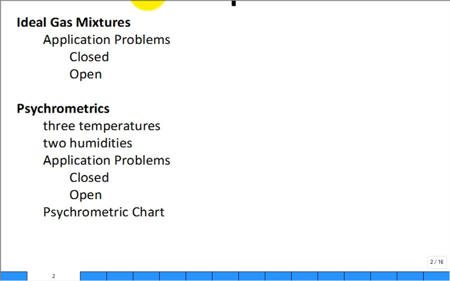So this is our fourth lecture on psychrometrics. We've been in psychrometrics for 3 lectures. What do we need to do? We still need to solve some application problems. And then last, I'd like to introduce a psychrometric chart.